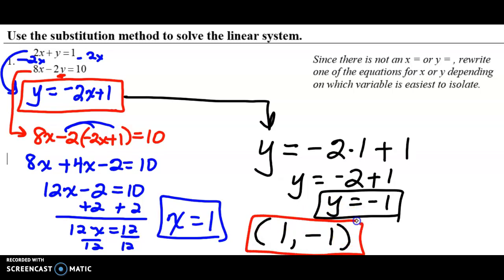It is an ordered pair. X always goes first and then the y. And you can kind of plug in and see if it works. If x was 1, this would be 2. And if y was negative 1, 2 plus negative 1 is 1. So that would work. We plug it in here. 8 times 1 is 8. Negative 2 times negative 1 is positive 2. 8 plus 2 is 10. So it does work. We know we've got it. Awesome. There's our first example.